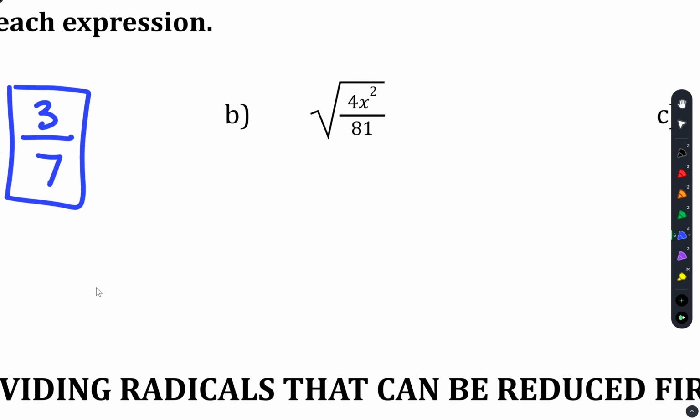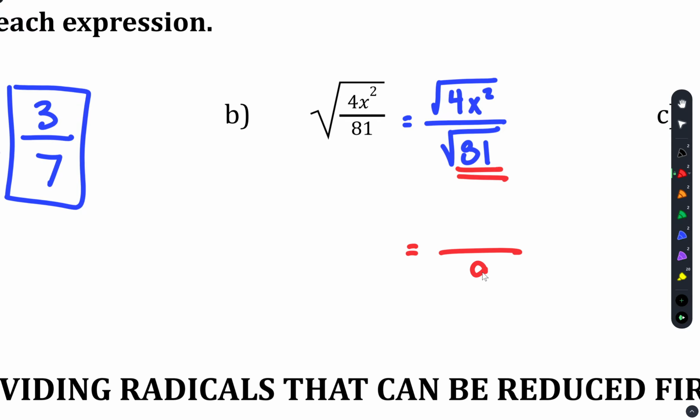Same thing with letter B. If I take a look at letter B, I have 4x squared over 81, which is not a fraction that I can simplify. But if I break it into two separate problems, the square root of 4x to the second and the square root of 81, hopefully now I should see that I can simplify. What's the easiest thing for me to simplify in this problem? The top or the bottom? The bottom. The bottom simplifies to what? Perfect. The square root of 81 is 9.